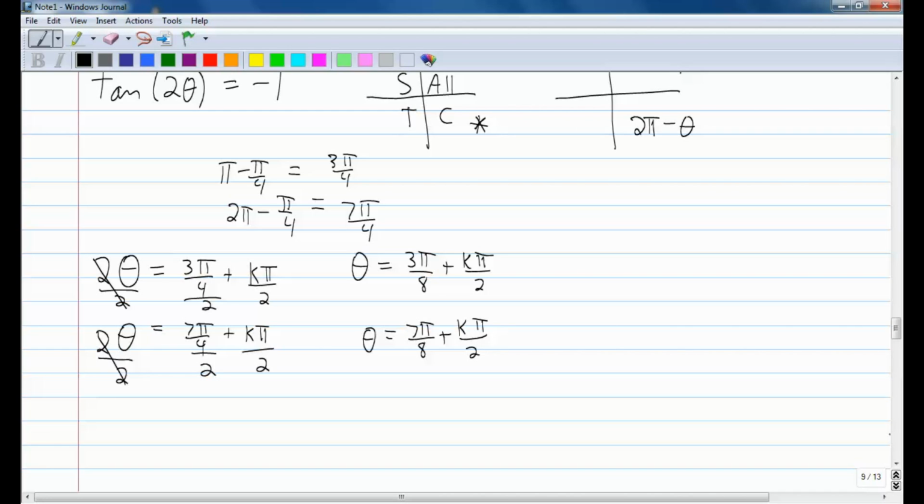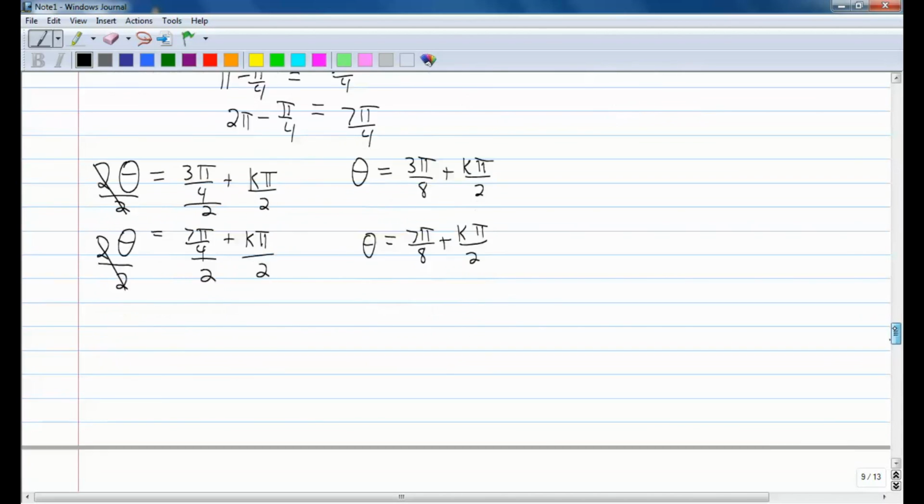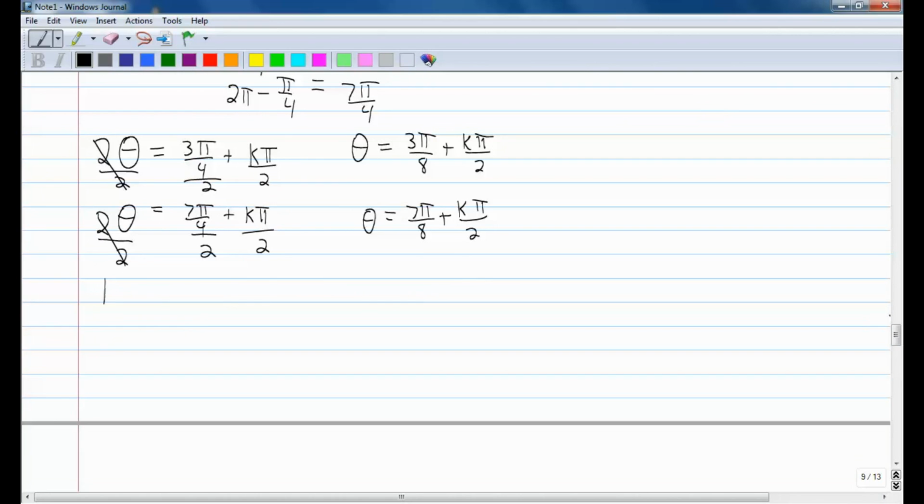Now, I want to make sure that I start with a small enough k so that I can get some negative answers to start off with. I'm not going to include those negative answers in my solutions, but it's important that at least one of them comes out to be negative. Let's start out with just k equals -1 and see if that's far enough down on the negative integer list. I think it will be. We'll see. If not, we can go to k equals -2. So for k equals -1, I'm going to have 3 pi over 8. Now if I plug in a -1, that just becomes minus pi over 2.